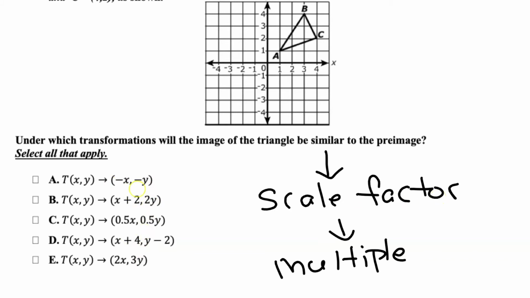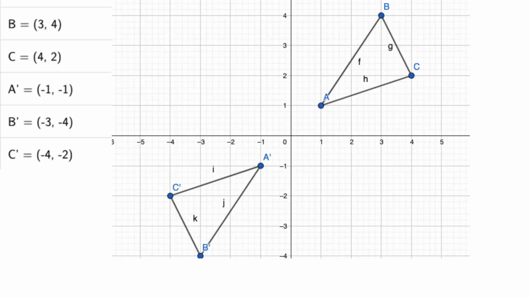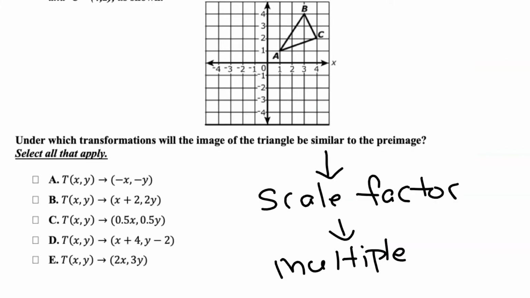So I did a couple of examples. So in question A, I'm multiplying, it says negative x and negative y, but if I look at that as an actual graph, here's what happens to A, B, C when I make them negative. It's actually a rotation, and they're similar. In fact, they're not just similar, they're congruent to each other. Congruent and similar mean the same thing, so A works.